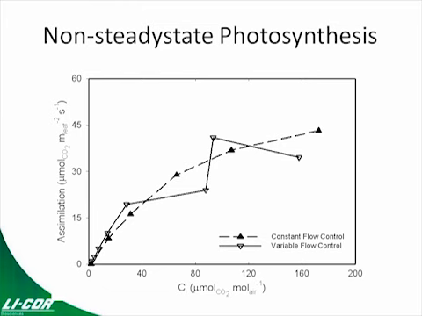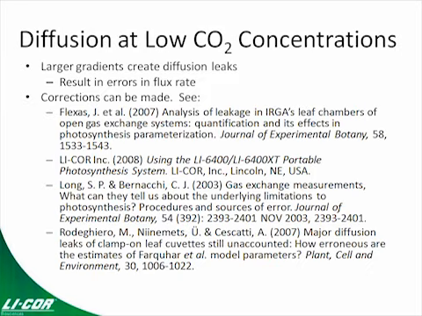But when we use the variable flow rate with the modified flow path, we have a lot of instability that sets up in the system due to the CO2 rate changes, and this results in a very uneven, jagged response to increasing CO2 concentration. Now, just a little word about diffusion and low CO2 concentrations. We've made a modification which allows you to get down to very, very low CO2 concentrations in the 6400.